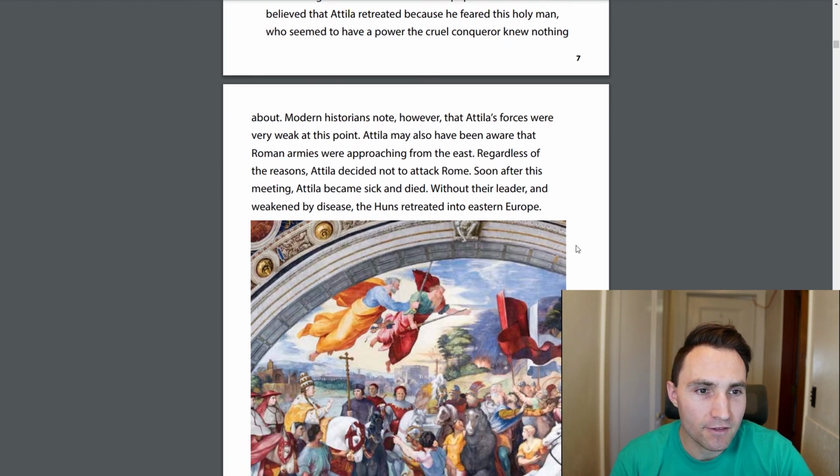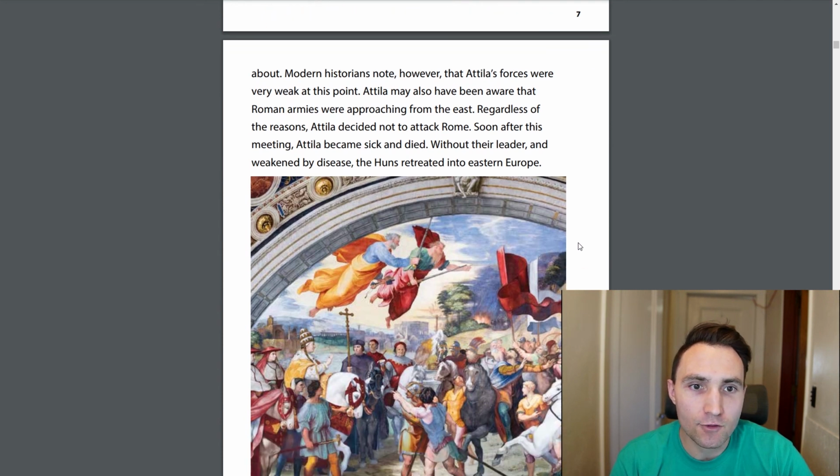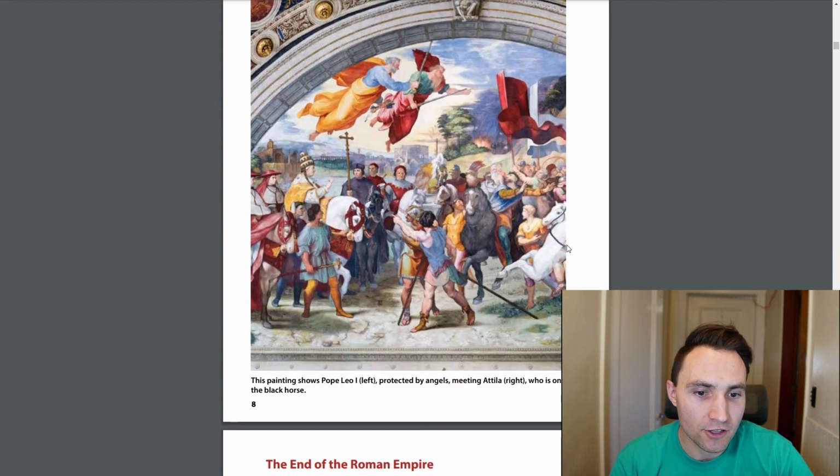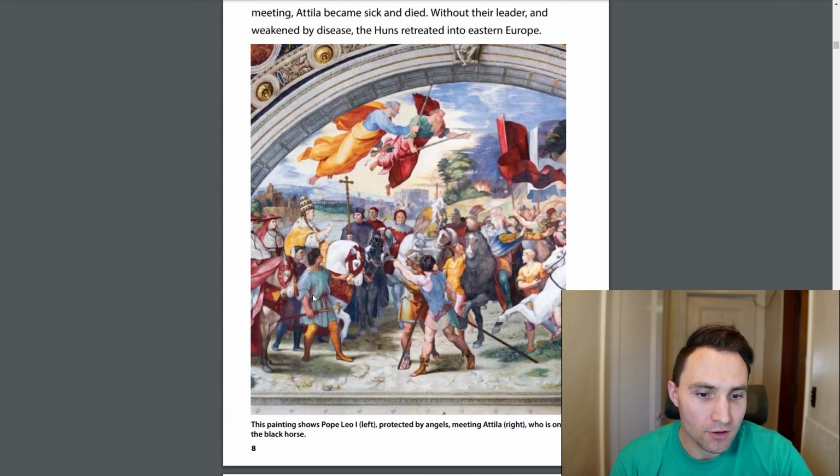Attila may have been aware that Roman armies were approaching from the east. Regardless of the reasons, Attila decided not to attack Rome. Soon after this meeting, Attila became sick and died. Without their leader and weakened by disease, the Huns retreated into Eastern Europe. Here's a little depiction. This painting shows Pope Leo I on the left, protected by angels, meeting Attila on the right, who is on the black horse right here.